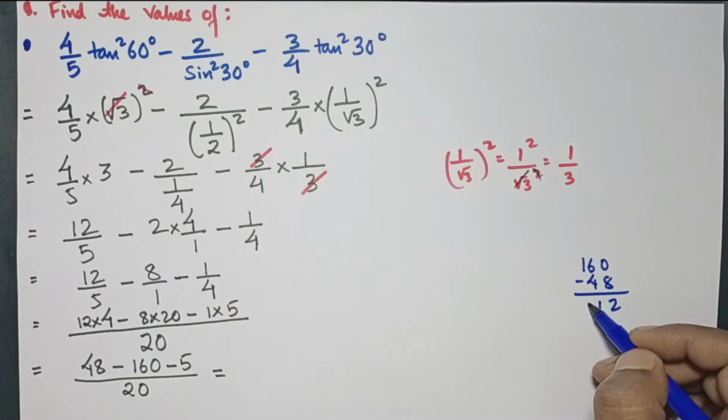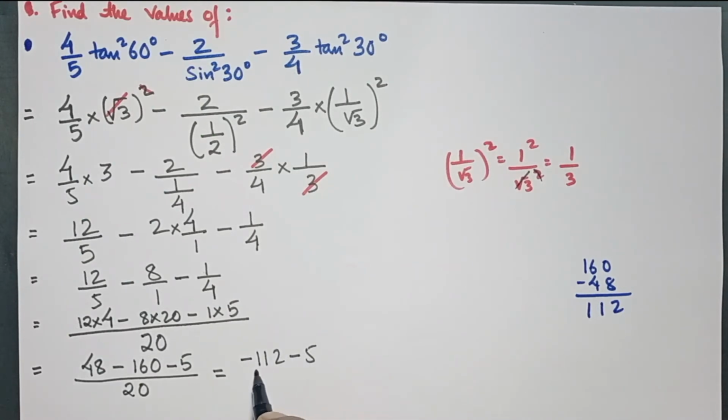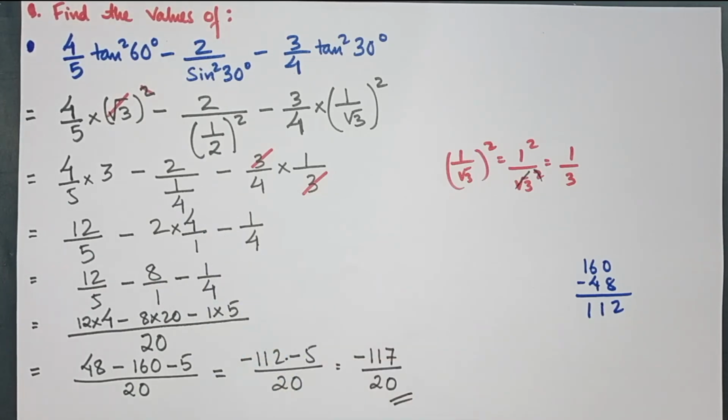Okay, and this will be 112, so what I got is minus 112 minus 5 by 20. As you know, here minus minus is your plus, so when I add these two, I'll get 117 divided by 20. Why is this minus? Because 160 was bigger, so minus sign. Now minus minus is plus, again 112 is bigger, so it will be minus. So I got finally this answer, and this carries 4 marks because you can see the simplification is very long. Okay, hope you are clear with this.